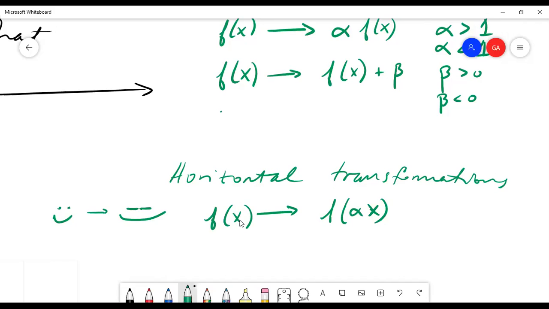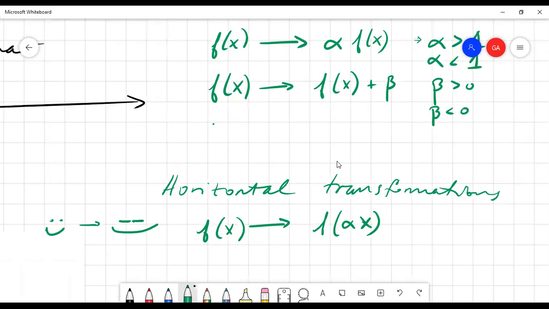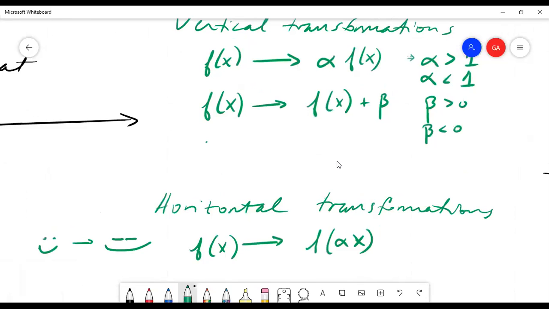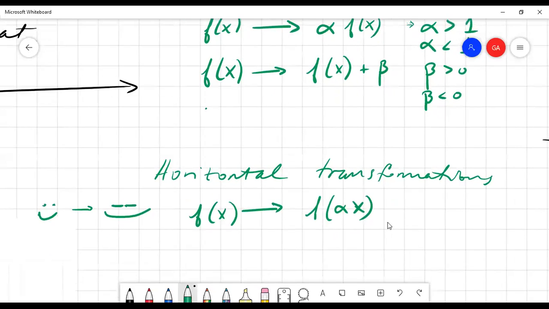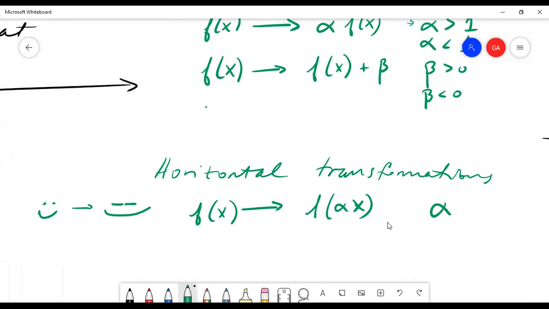Greater than or less than 1? Here we had greater than 1 in the previous, in the vertical case. To stretch something, you have to have alpha greater than 1. Yeah, so for the horizontal case, alpha has to be less than 1. And this was what I called a paradox, or not a paradox, but an apparent contradiction.